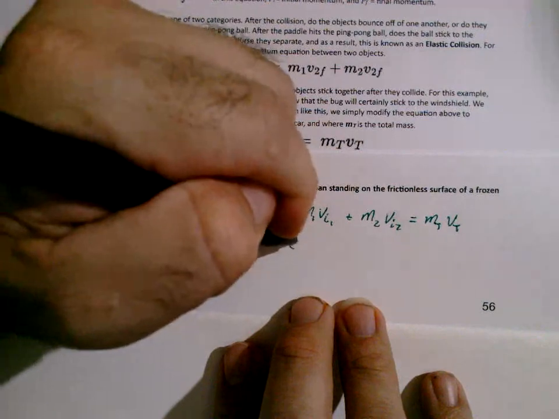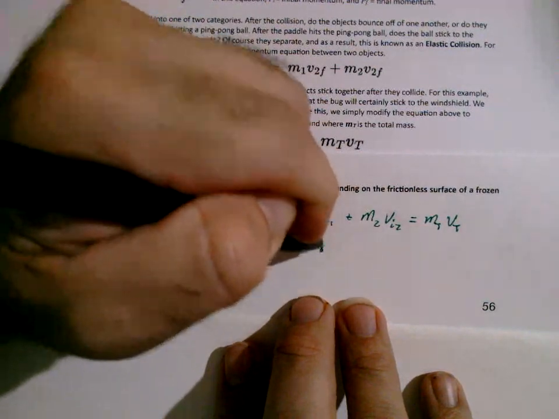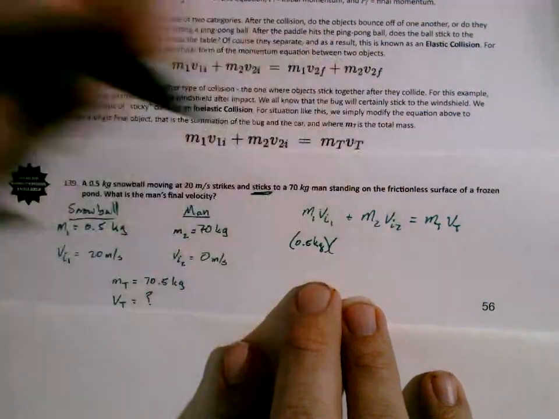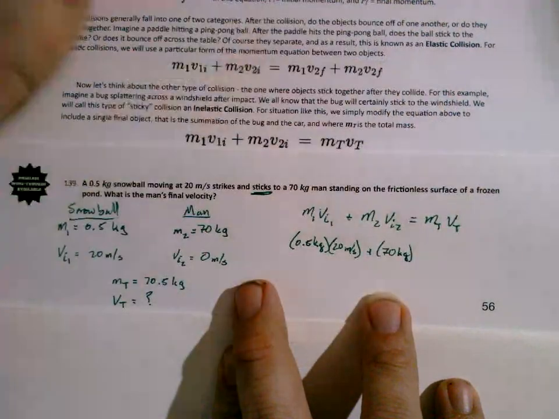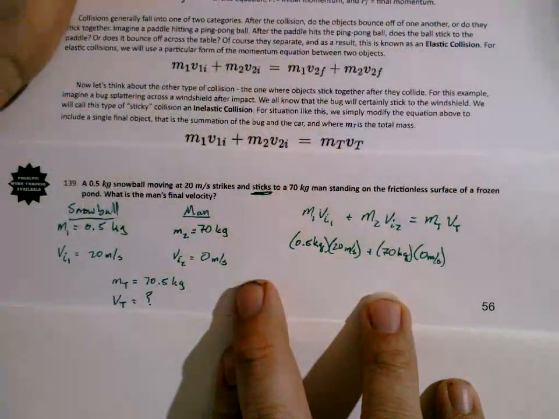So let's plug in all of our numbers. So m1 is 0.5 kilograms. Initial velocity is 20 meters per second. M2, we have 70 kilograms, and an initial velocity of 0 meters per second for the man. And that equals a combined mass of 70.5 and an unknown final velocity.